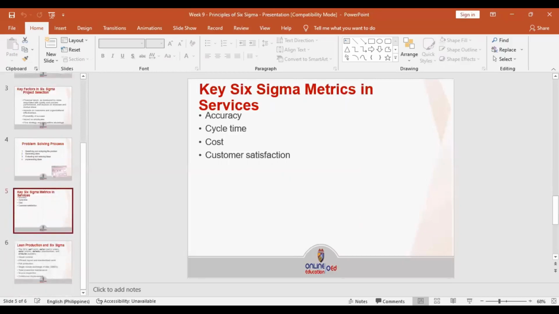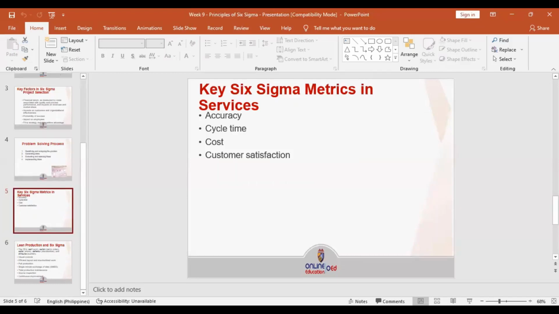So what are those metrics of Six Sigma? Okay, the metrics are, it should be accurate. There's accuracy, which means that if you use Six Sigma, it should be accurate in redefining the problem, generating, selecting, and implementing the ideas. Cycle time, of course, we have the turnaround time on how this process must be done or worked out.